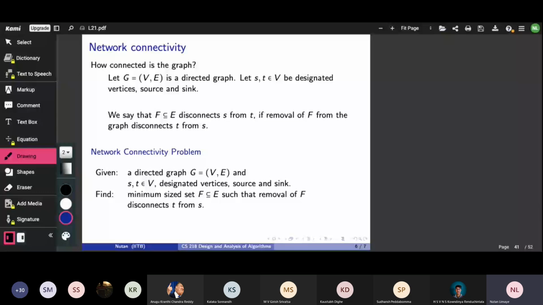This application was about a network connectivity problem. To state the problem, you're given a graph G, two designated vertices S and T, and you're required to find the minimum sized subset F of the edges, removal of which disconnects the sink vertex from the source vertex. Let me also say that there are multiple ways of solving this problem. Solving it via the Max-Flow theorem is just one of them.